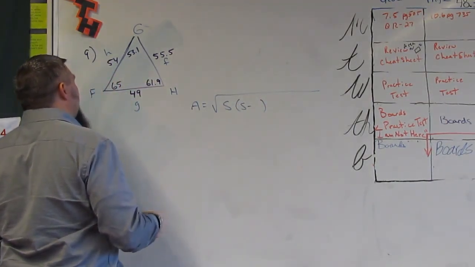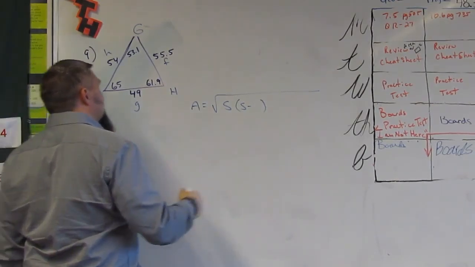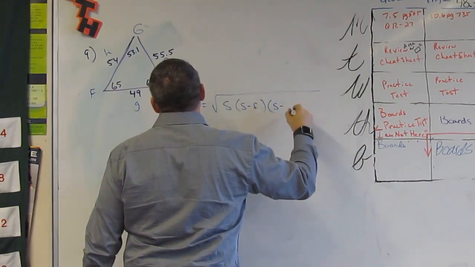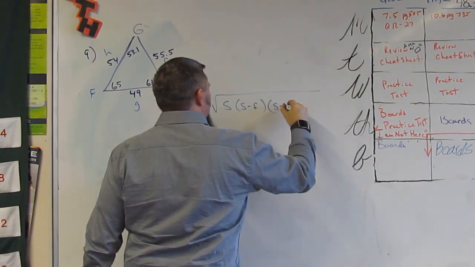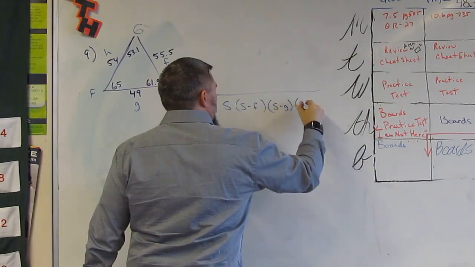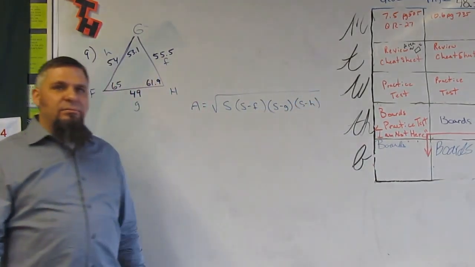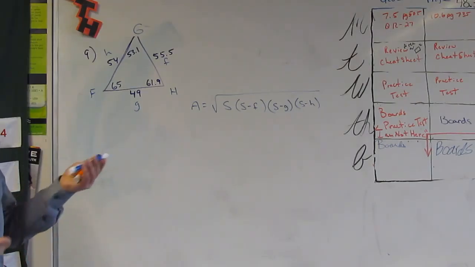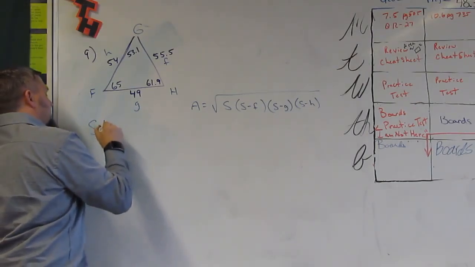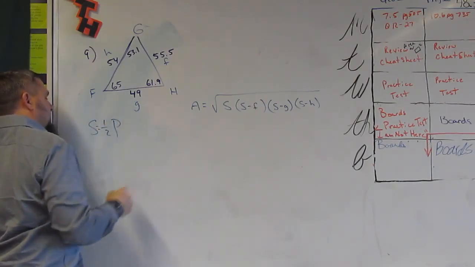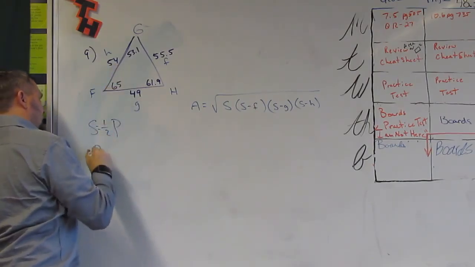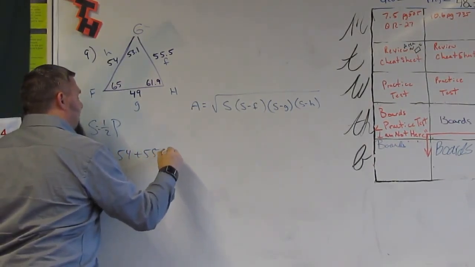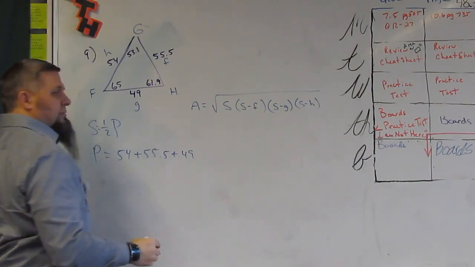So let's go F, G, H. So S times S minus F, S minus G, and S minus H. Okay? And now we just got to figure out what the perimeter is, because S is 1/2 of the perimeter. Well, the perimeter is equal to 54 plus 55.5 plus 49.